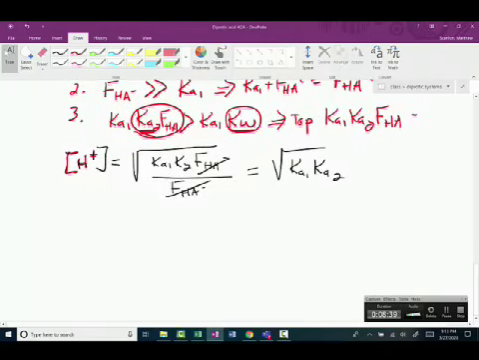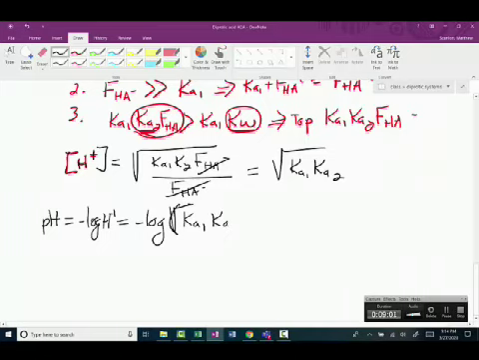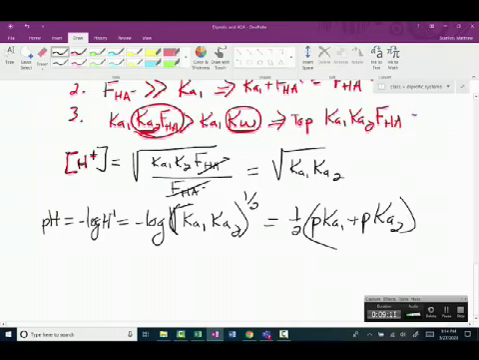Alright, so what does this mean? We can solve for the concentration of H plus. I'm going to do one other thing. pH is equal to the negative log of H plus, which will be equal to the negative log of the square root, well, let's write it this way, Ka1 times Ka2 to the 1/2 power, which is equal to 1/2 pKa1 plus pKa2. A very, very useful equation. This is where you're going to be all the time.